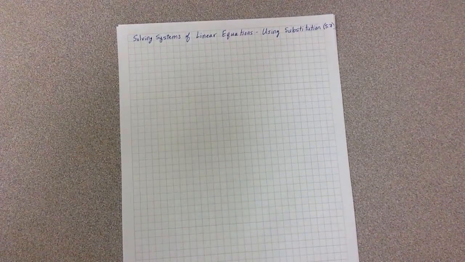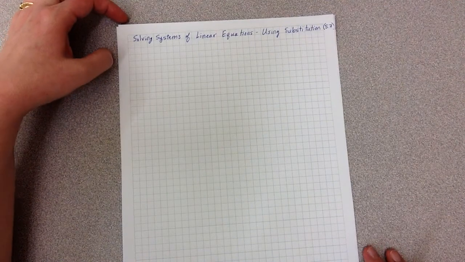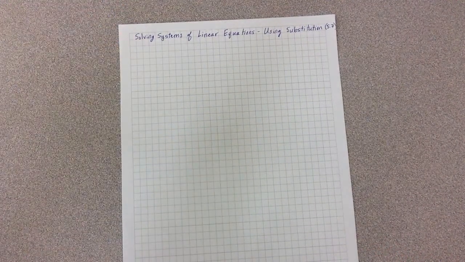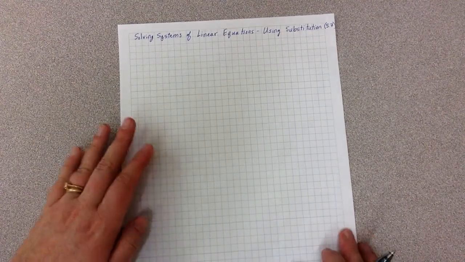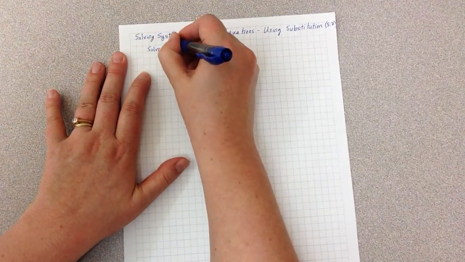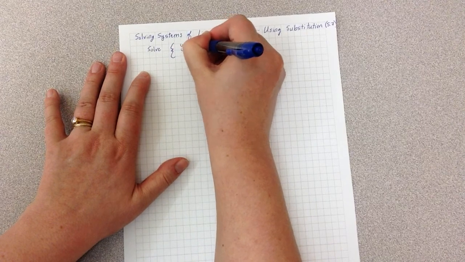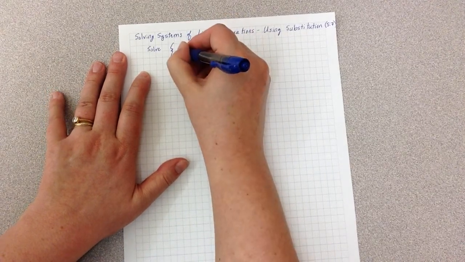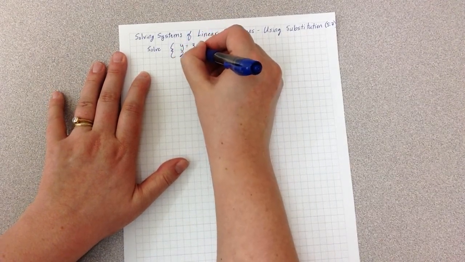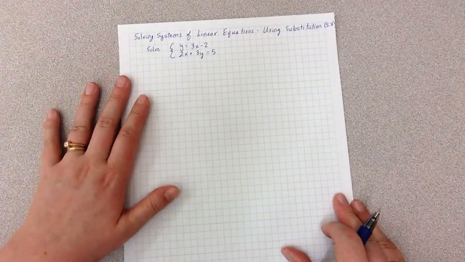These notes are on solving systems of linear equations using substitution. You've actually done a few problems back in Module 4 where you use substitution, and now we're just sort of adding a layer to it. So we have, solve y equals 3x minus 2 and 2x plus 3y equals 5.